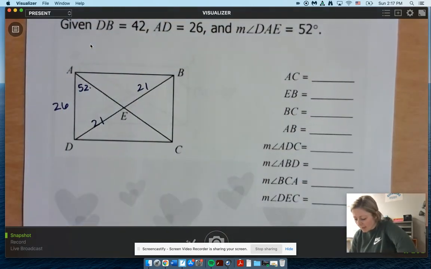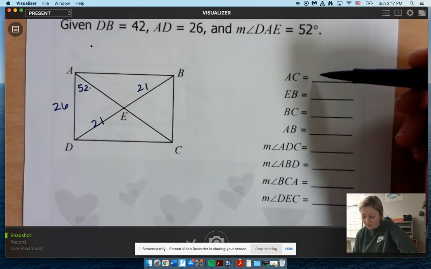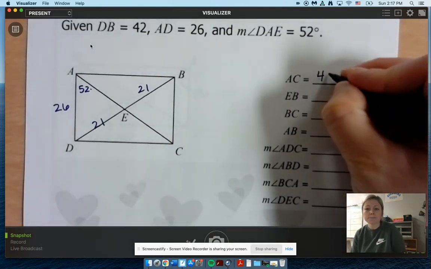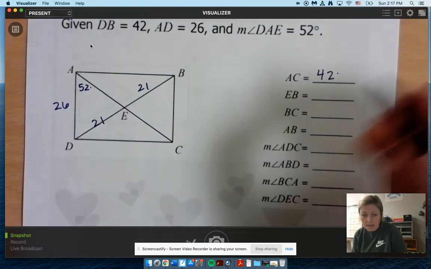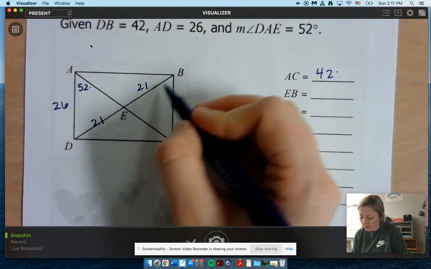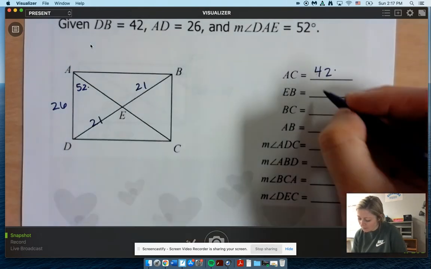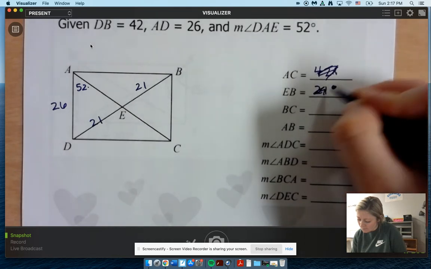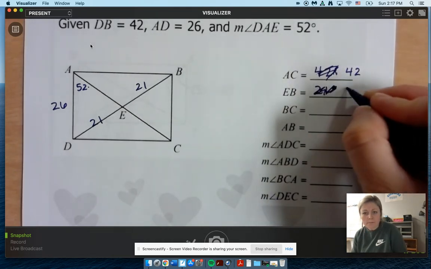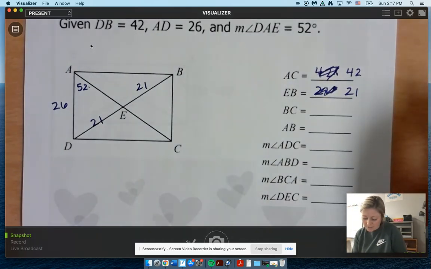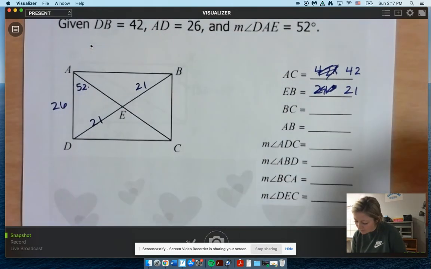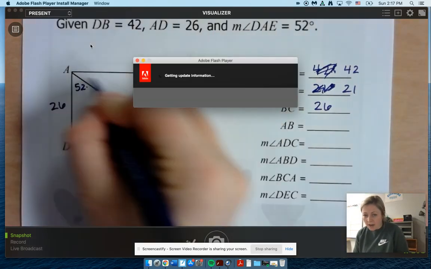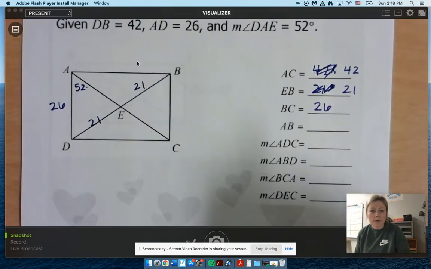Okay, let's see what they want. AC is our other diagonal. So if this diagonal is 42, so is AC. EB we wrote as half our diagonal, so half of 42 we said was 21. These aren't degrees. BC is the same as AD, so 26. And then to find our other side AB, we do have to do the Pythagorean theorem again, folks.